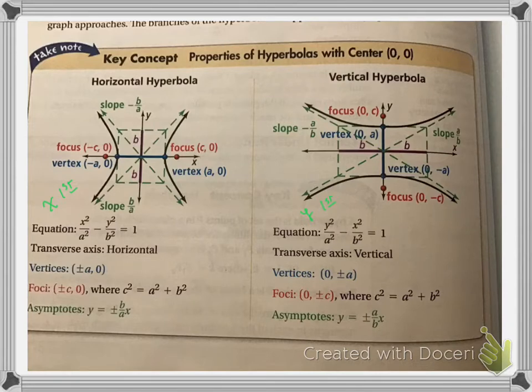Next part, going into talking about your vertices. If you have a horizontal hyperbola, your vertices will be on the x-axis, so the vertices will look like plus or minus a, comma 0. For vertical, that's going to be on the y-axis, so it'll be 0, comma, plus or minus a.